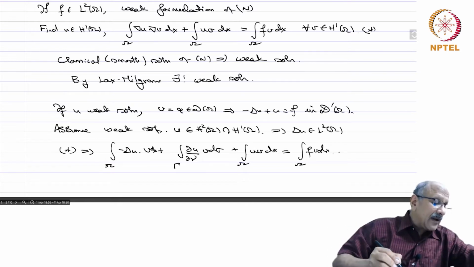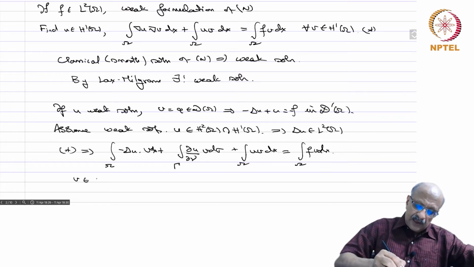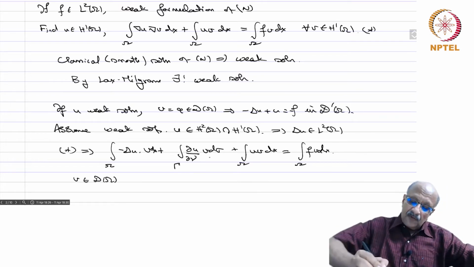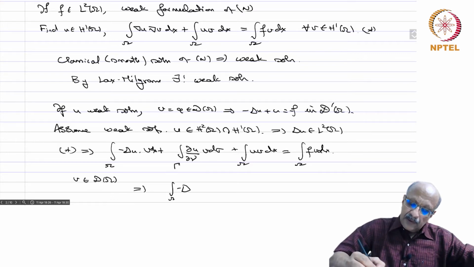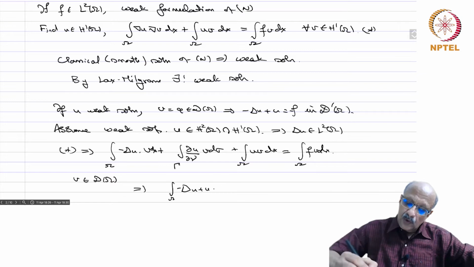So now we take v in D of Omega. Then of course this boundary term will vanish, so this will imply that the integral on Omega of (minus Laplacian u plus u minus f) times v dx equals 0.